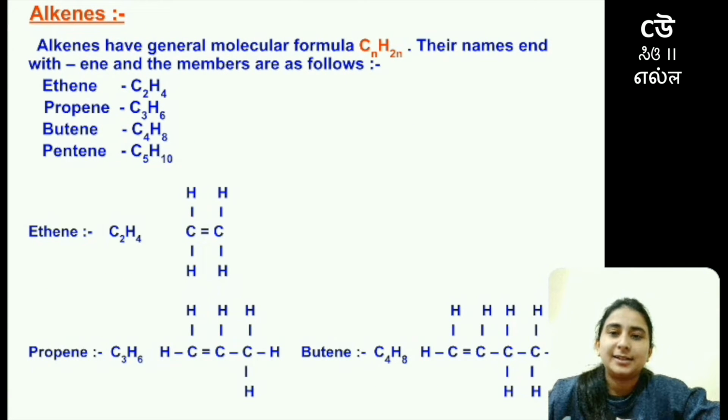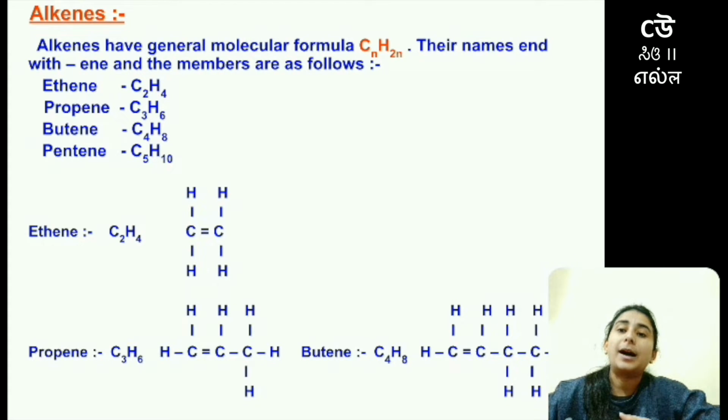आइए अब बात करते हैं about alkenes. So alkenes will have the general formula CnH2n, and their name is going to end with ene. So therefore the compounds are going to be named as ethene, propene, butene and pentene.